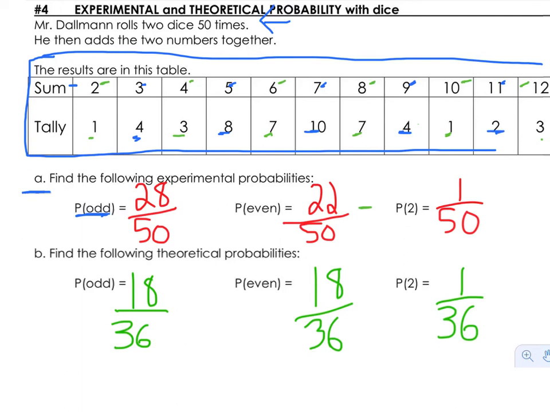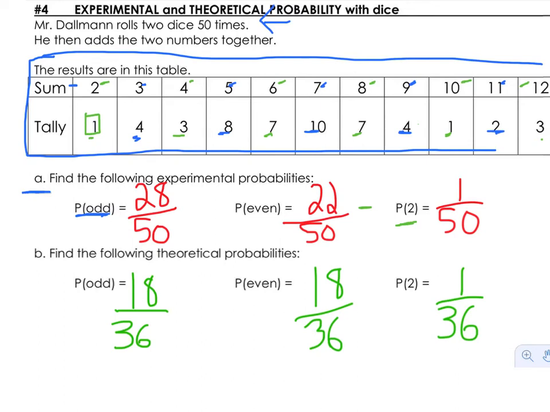Now the last part of this question is, how many times did Mr. Dahlman roll a 2? P2 stands for the probability of getting a 2. Well, I look, how many times did Mr. Dahlman get a 2? Just 1 out of 50 times that he did this experiment that he rolled a 2.